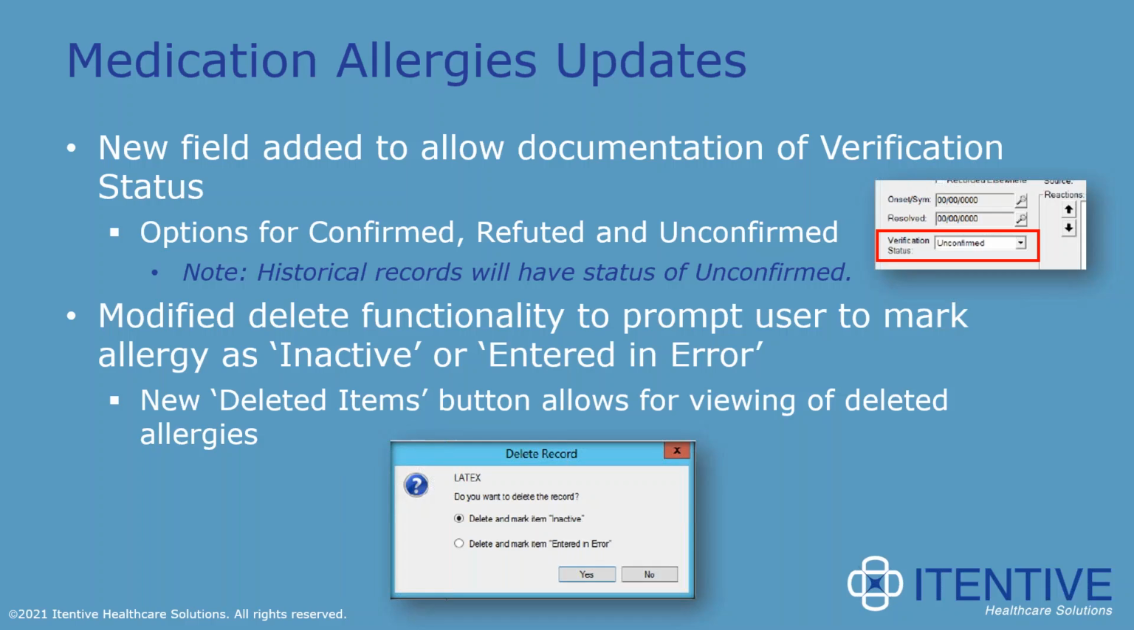As this is a new field, I did want to point out that any allergies that were documented before you upgrade will have a status of unconfirmed. Additionally, to be compliant with some new documentation requirements for allergies, any allergies that are deleted after the upgrade will receive this delete record pop-up, and it's required to either mark the allergy as inactive or entered in error. Any allergies that have been deleted after the upgrade, we're going to be able to easily view within our module by clicking our new deleted items button.